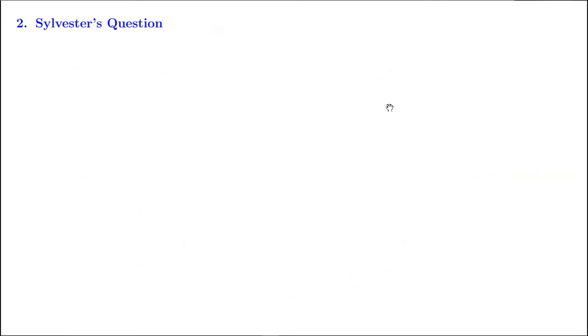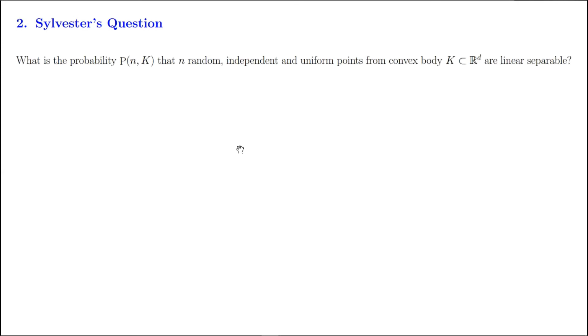Now consider the so-called Sylvester's question. This is a question which this mathematician asked in 1864. What is the probability P(n, K) that n random, independent, and uniform points from convex body K in the d-dimensional space are linear separable? Sylvester asked this question only for the case of 4 points and for a body in the plane. And a set of interesting results were obtained during 2 centuries.